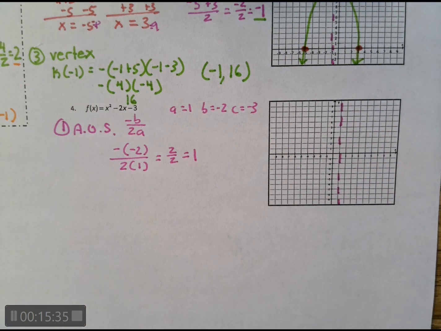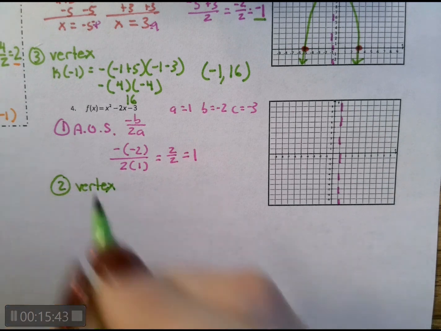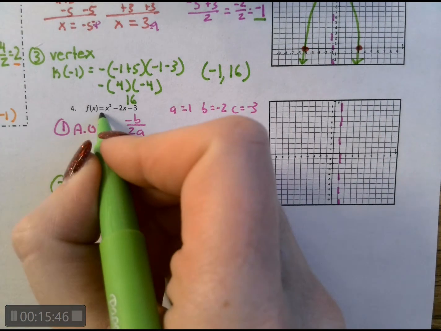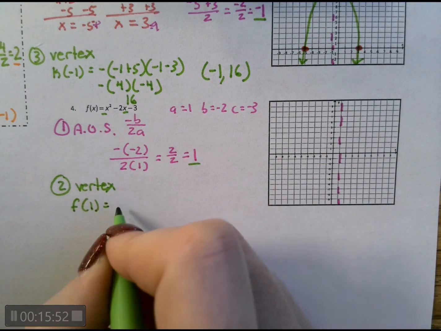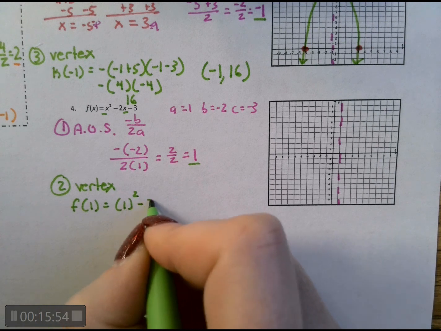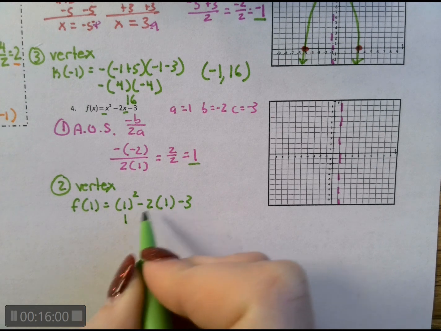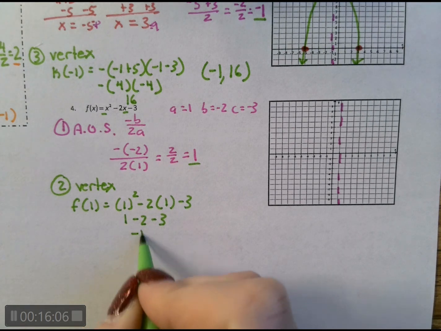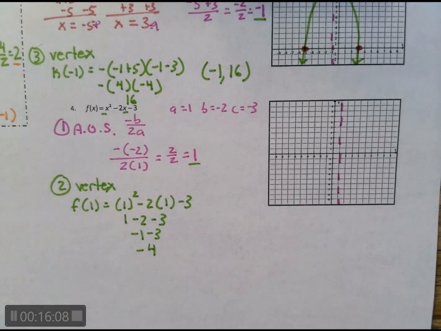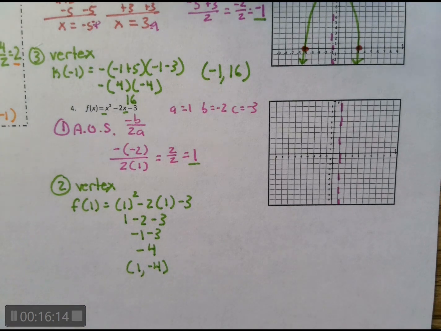And we can graph our axis of symmetry. And then step 2 is going to be to find our vertex. So everywhere we see an x in our equation, we're going to put that 1. So f of 1 equals 1 squared minus 2 times 1 minus 3. So we're left with 1. Negative 2 times 1 gives us negative 2 minus 3. 1 minus 2, negative 1 minus 3, negative 4. So then our vertex is 1, negative 4.